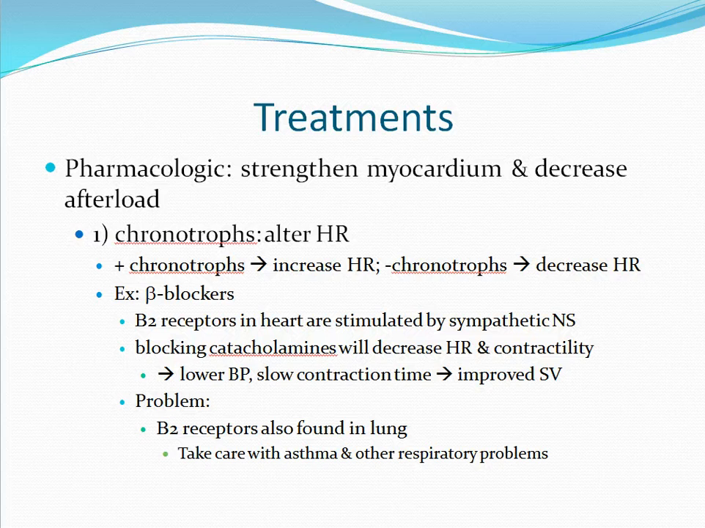The problem, though, is that beta 2 receptors are also found in lung tissue. So one must take care, especially when treating people with asthma or any other respiratory problems. One common side effect that people experience when taking beta blockers is a persistent cough, because the drugs are affecting and binding to the beta receptors in the lungs.